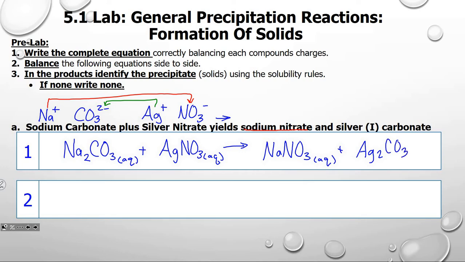Nitrates, no. Acetates, no. Group 1 metals, no. SAG, sulfates, no. Ammonia, no. Group 17 metals, no. So I had no, no, no, no. Because I was no, no, no, no, this is a solid, or what I will see hopefully as a solid.